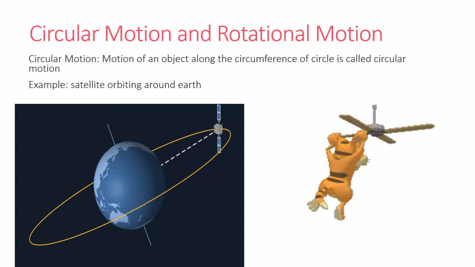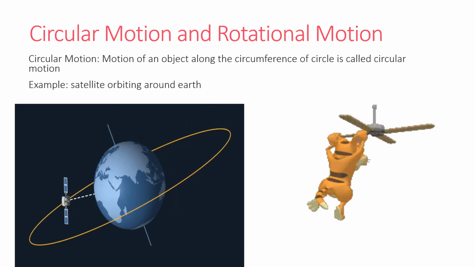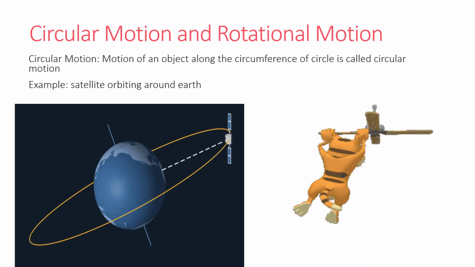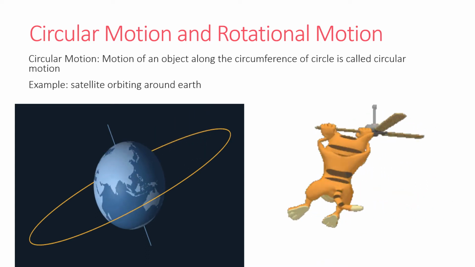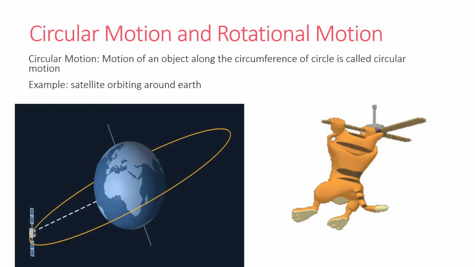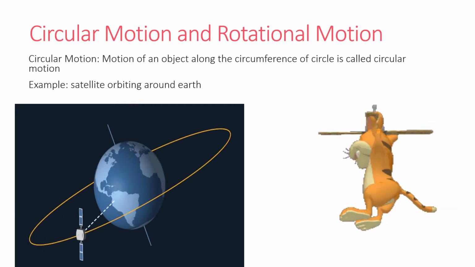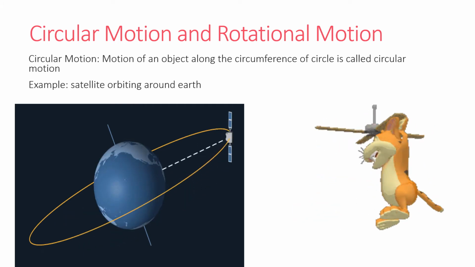The next one is circular motion and rotational motion. What is circular motion? Motion of an object along the circumference of a circle is called circular motion. Now let's see an activity. Take a stone, tie a thread to it and hold it with your hand. Observe the motion of the stone. We see that the stone moves along a circular path. In this motion, the distance of the stone from your hand remains the same. This type of motion is called circular motion.